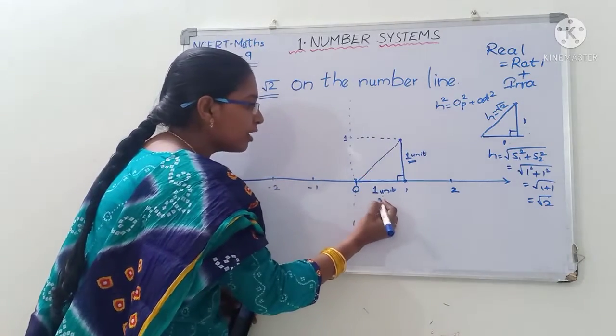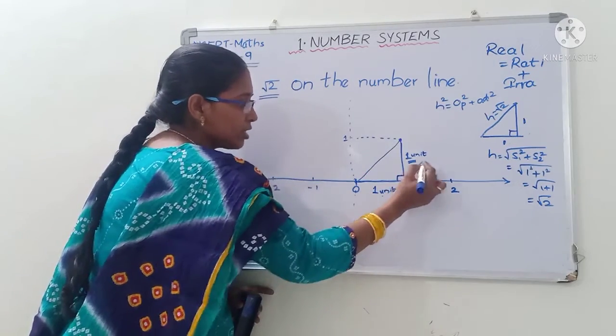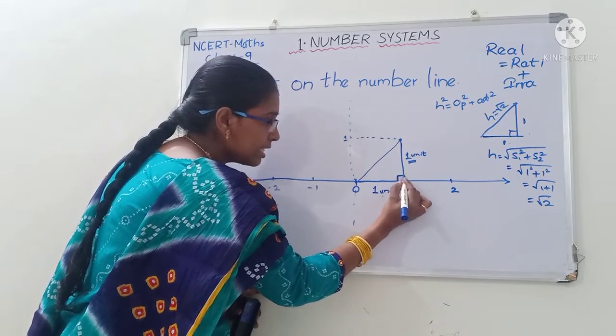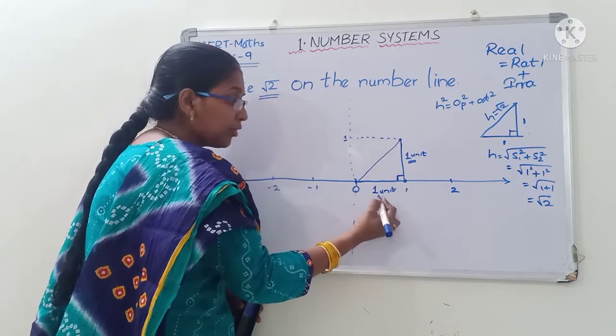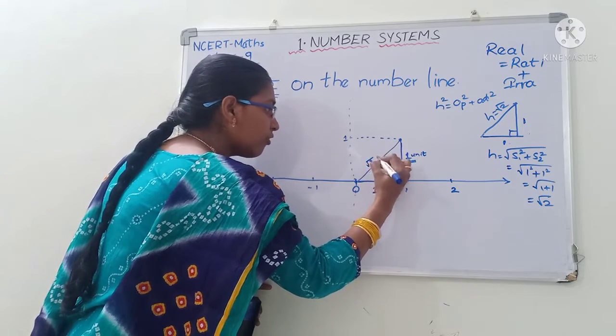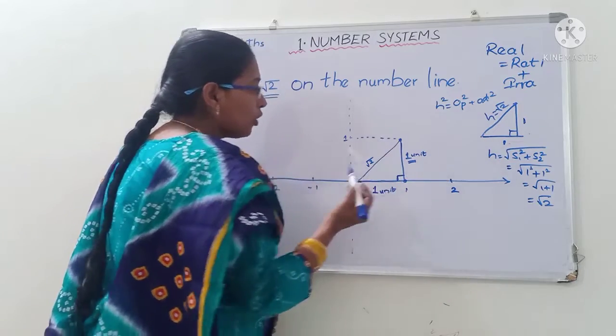Here also same, children. This is 1 unit. Opposite side is 1 unit. Adjacent side is 1 unit. This is 90 degrees. Opposite side is 1 unit. Adjacent side is 1 unit. So what will be the length of hypotenuse, children? We saw here. You got root 2.